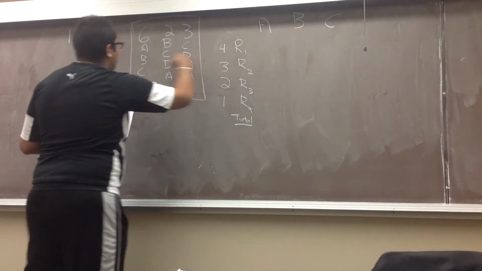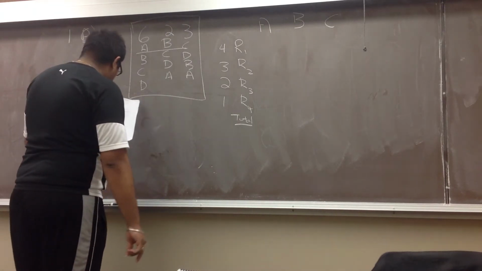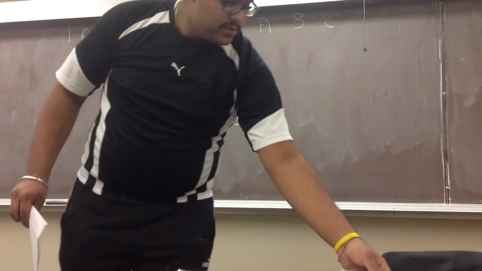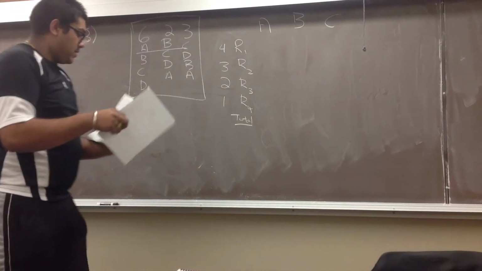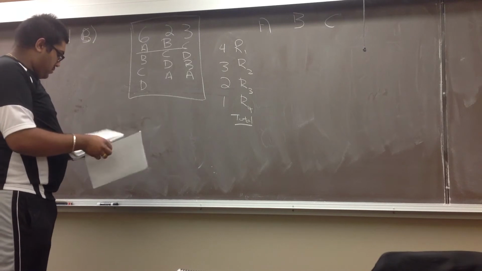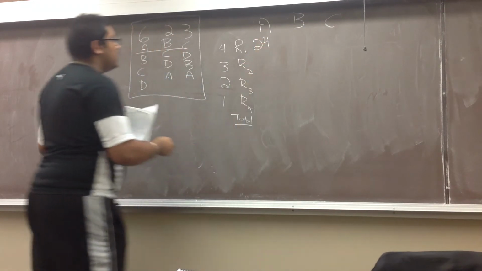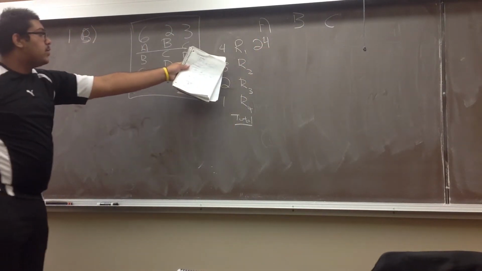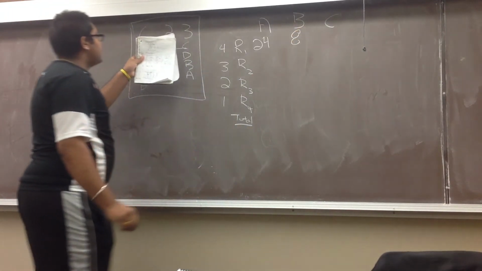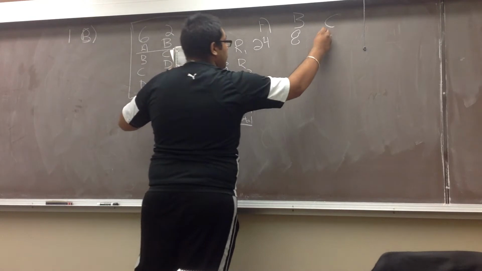So A on round 1, just for round 1, A has 6. 6 times 4 is 24? 24, I believe. Yes. Okay. So this one has 24. And then B has 2. 2 times 4 would be 8. And then C has 3. 3 times 4 would be 12.